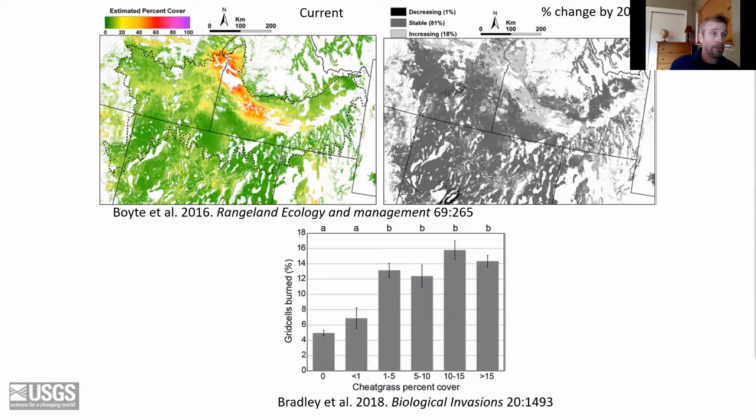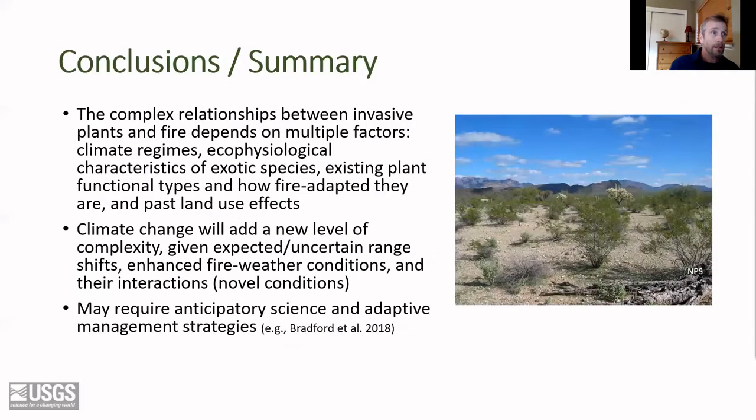So complex long-term future interactions between climate, fire, and vegetation, including potential negative feedback loops, remain difficult to predict with great certainty. But it's certainly possible that some areas could experience less fire over time if fuels become increasingly limited. So in conclusion, these complex relationships between invasive plants and fire depend on multiple factors such as climate regimes, ecophysiological characteristics of the species, existing plant functional types and their relative fire adapted capacity, and past land use effects as well, which we really haven't talked about much in this presentation.